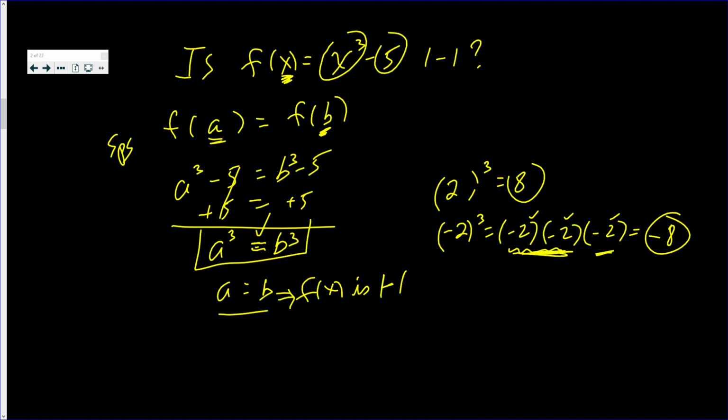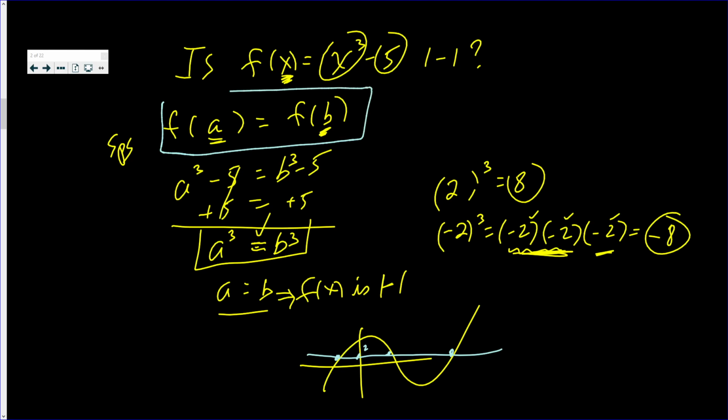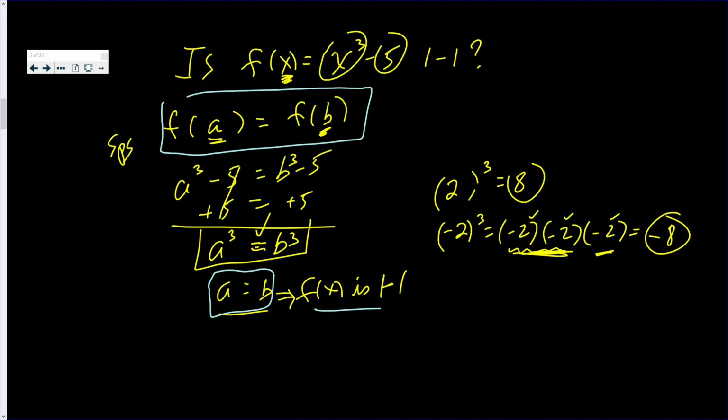If I give you a graph, say like this, it's easy to tell via the horizontal line test that to get this height, let's say 2, you can have 3 different x values. That's not 1 to 1. When you're given a graph, you suppose f of a equals f of b, and only when you conclude a equals b can you say f is 1 to 1. If you cannot conclude a equals b, then f is not 1 to 1.